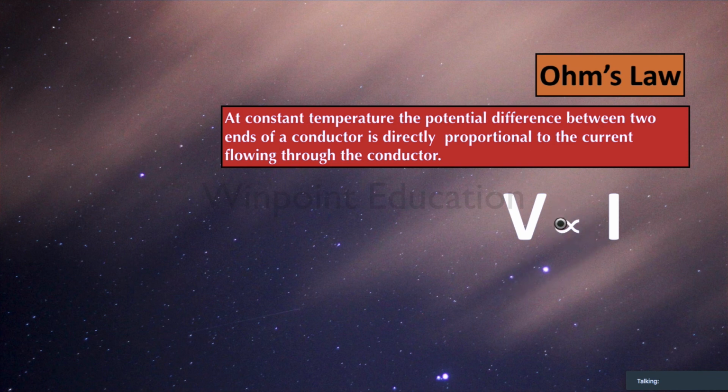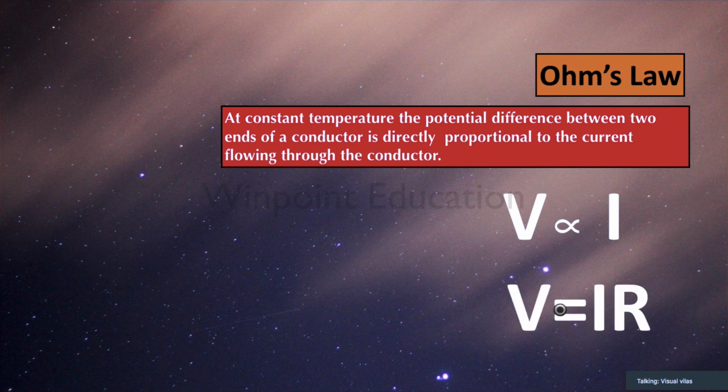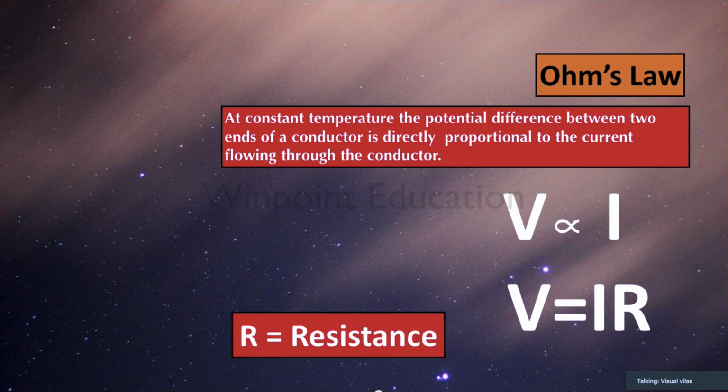We don't want this proportionality sign when we are solving numericals. When we are solving problems, we don't want the proportionality sign. To remove it, we add a constant. So it changes to equals now. V equals IR. R is the constant here. This constant is known as resistance. V equals IR. That is our equation. V is potential difference, I is current, and R is resistance.